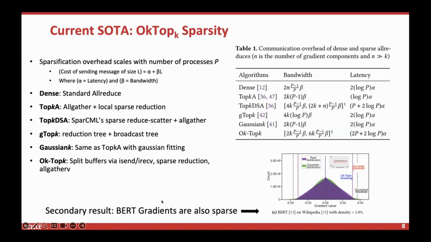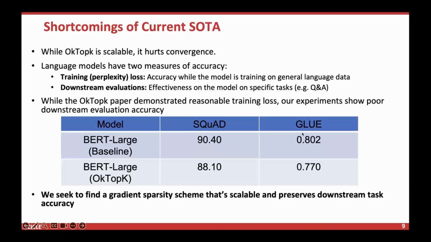A secondary result from the OK-TopK paper is that they profile the BERT gradients, and the gradients in the BERT application are also sparse. But there are some shortcomings of this OK-TopK solution. While it's scalable, it really hurts convergence. It doesn't converge.